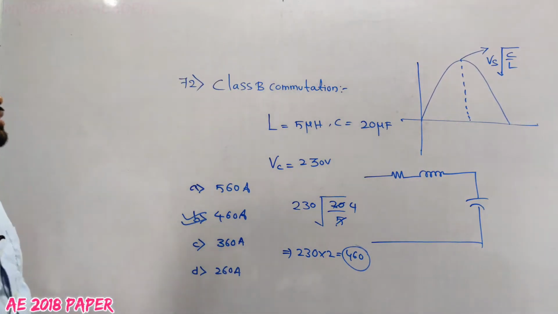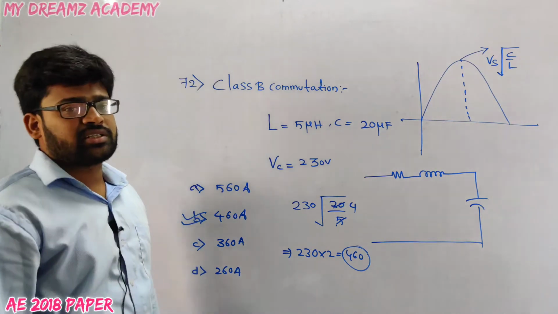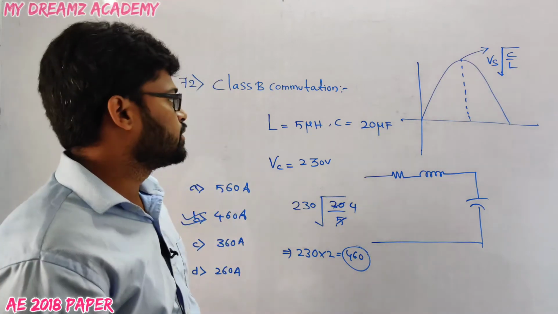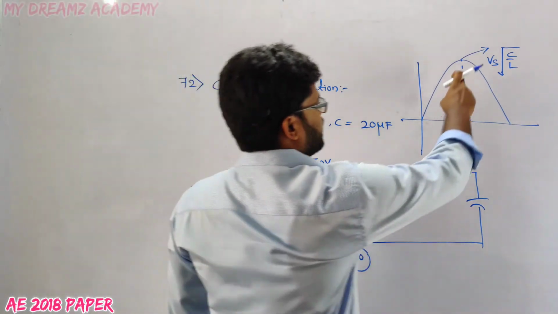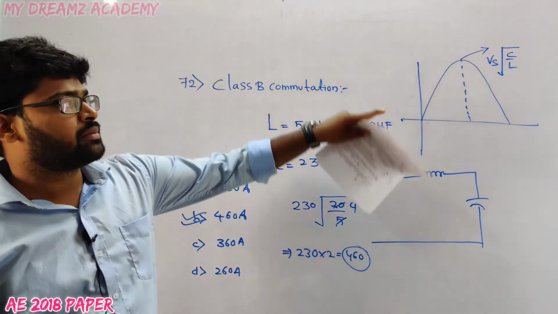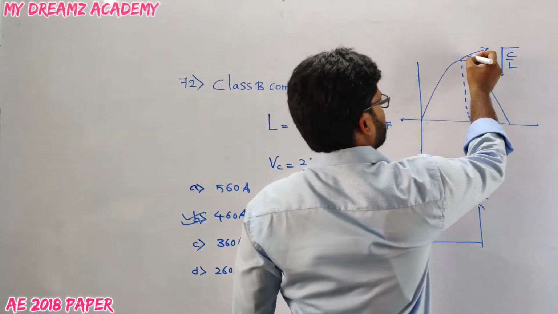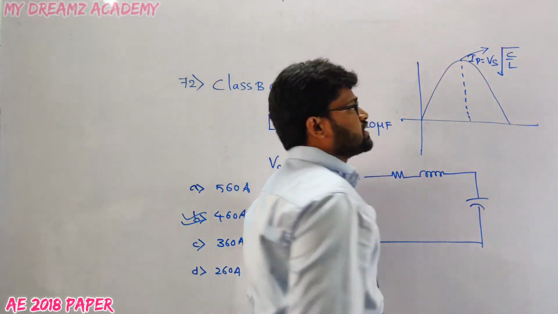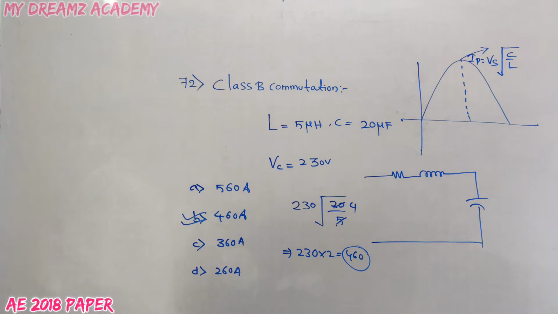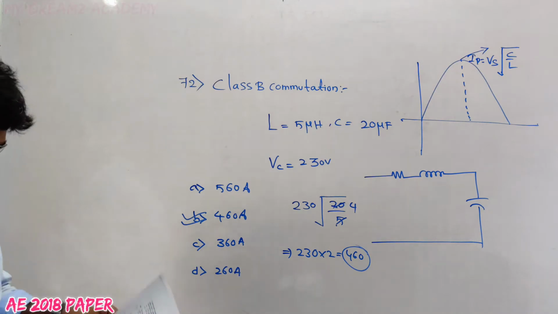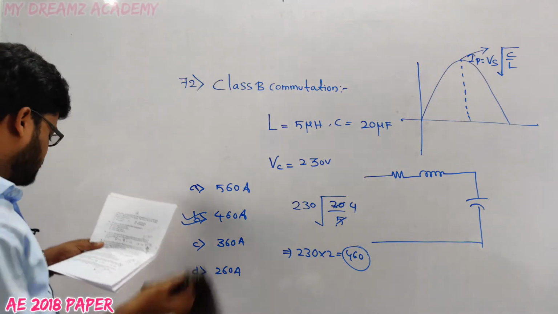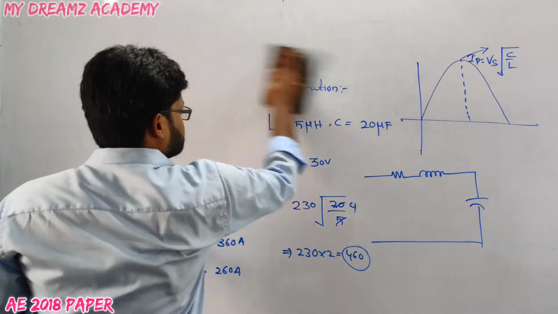Class B commutation is nothing but an RLC series circuit. The peak value of the current is calculated using the formula IP equals Vs times the square root of C by L. This is class B commutation, and the answer is 460 ampere. Next we are going to see question number 73. This question is also from power electronics.